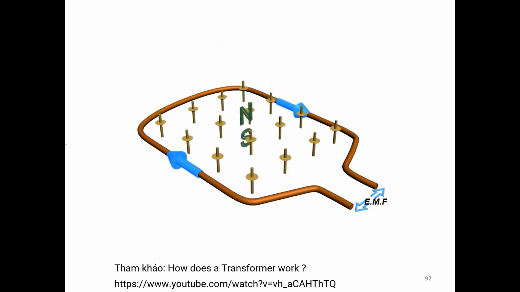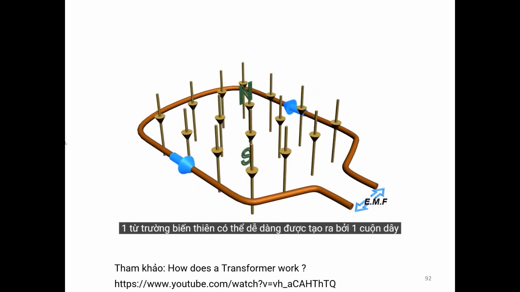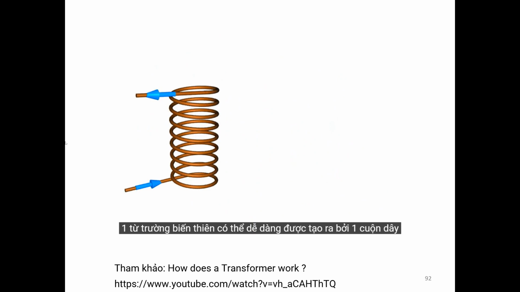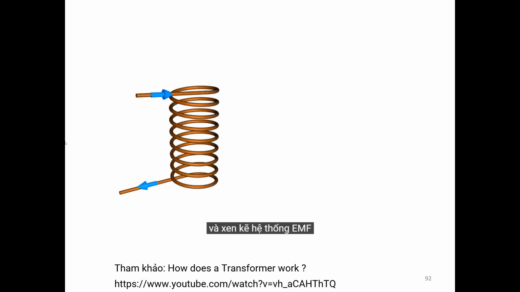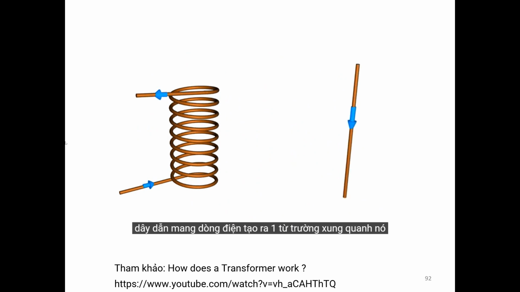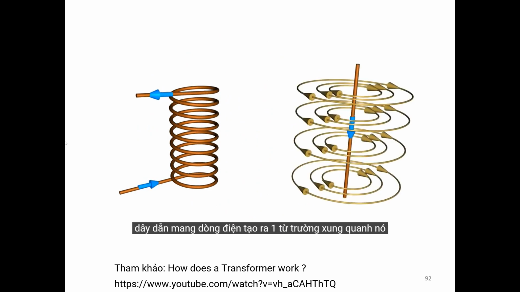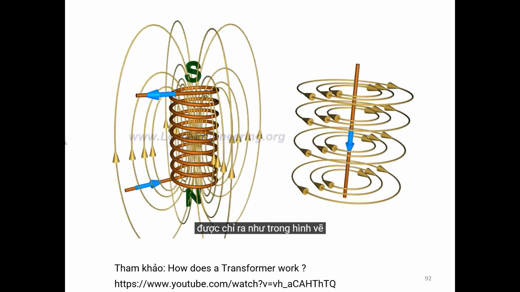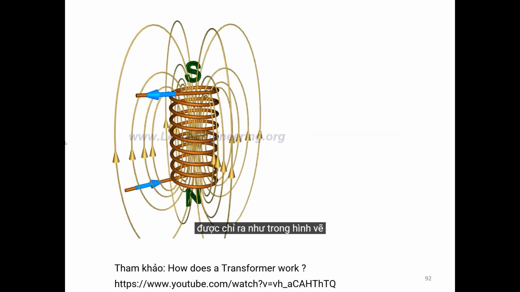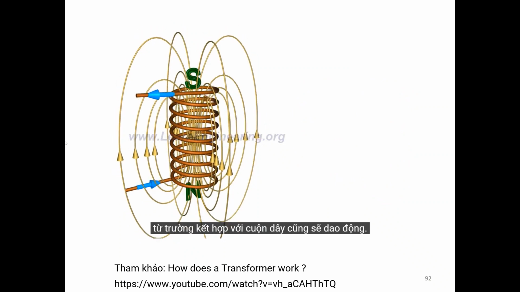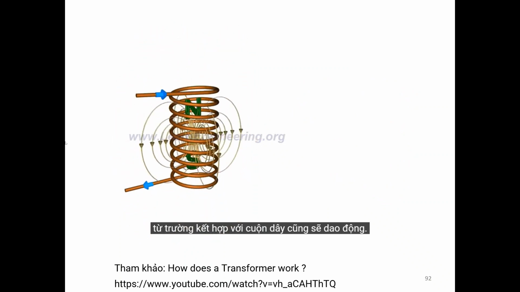Such a fluctuating magnetic field can easily be produced by a coil and an alternating EMF system. A current carrying conductor produces a magnetic field around it. The magnetic field produced by a coil will be as shown in the figure. With the fluctuating nature of the alternating current, the magnetic field associated with the coil will also fluctuate.